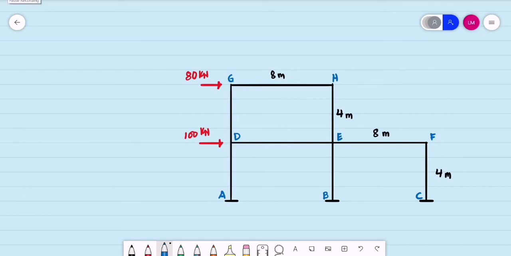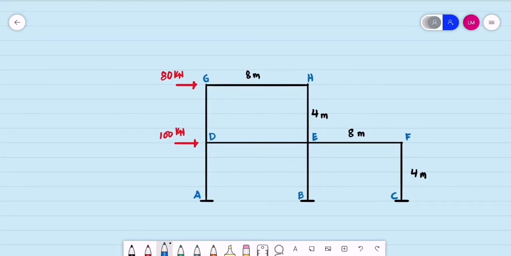Hey, good day. So let's have another example for the portal method. For example, we have this frame loaded as shown, and we are to analyze this frame using the approximate method, portal method. So first thing to do, or on the first assumption, we are to name the points of inflection. These are the points at mid-height for columns and mid-span for beams.